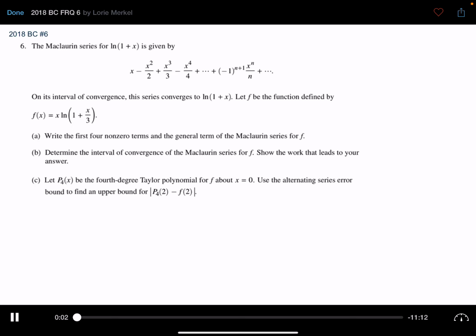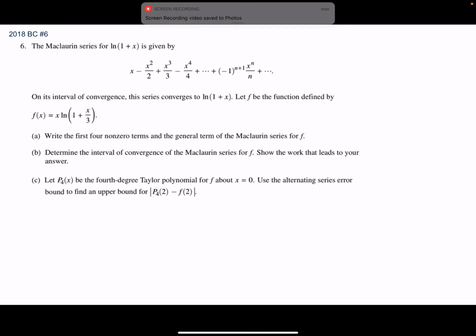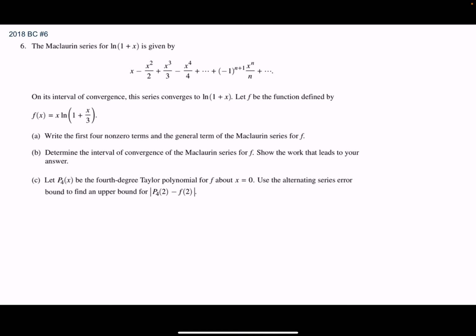All right, 2018 BC number 6. Okay, so we have a Maclaurin series given for natural log of 1 plus x, and we're asked to, in part A, write the first 4 non-zero terms in the general term for f of x, which is defined as x times the natural log of the quantity 1 plus x over 3.